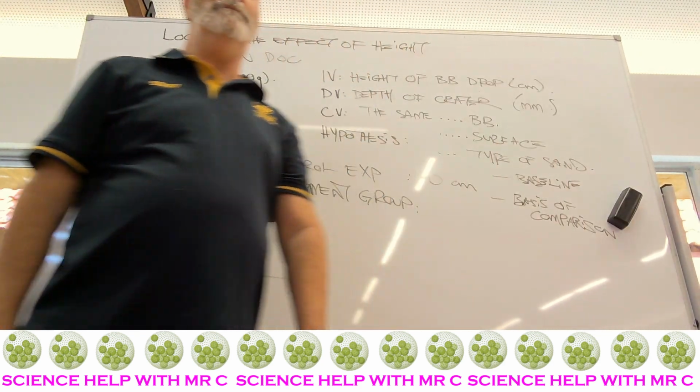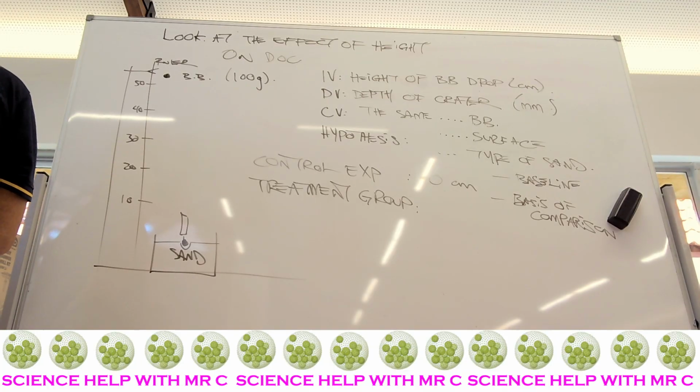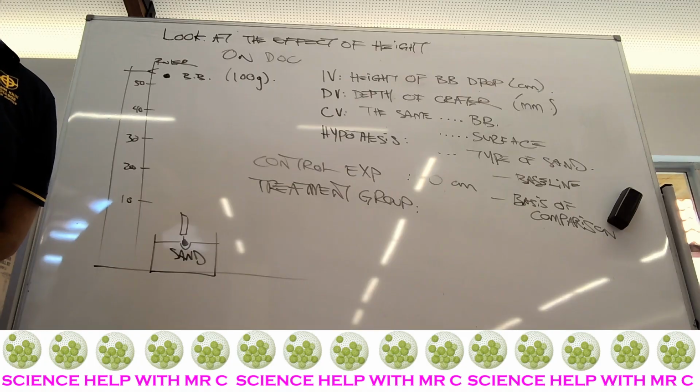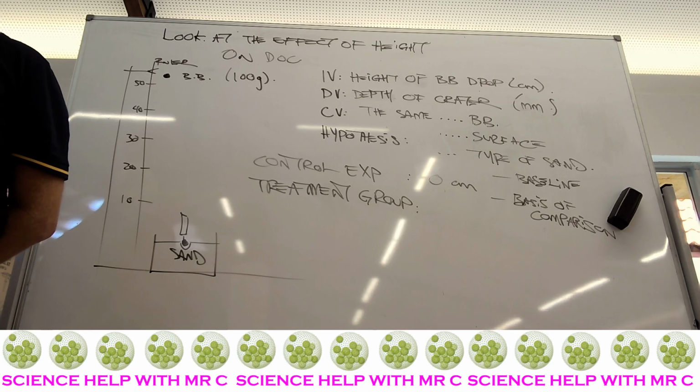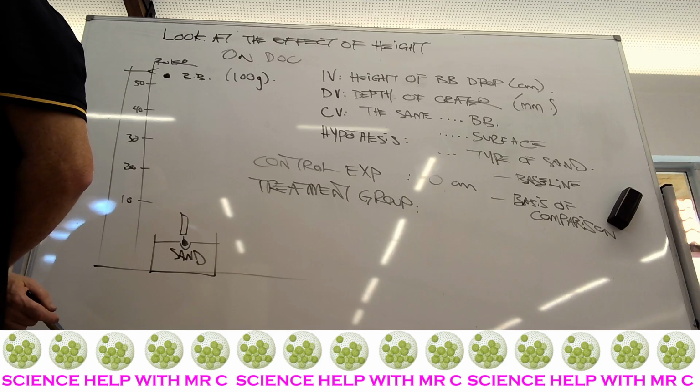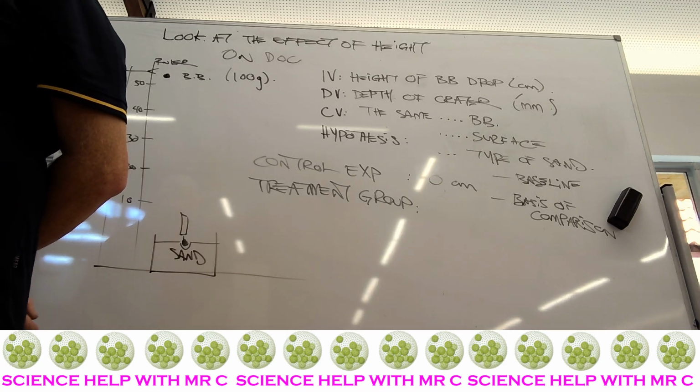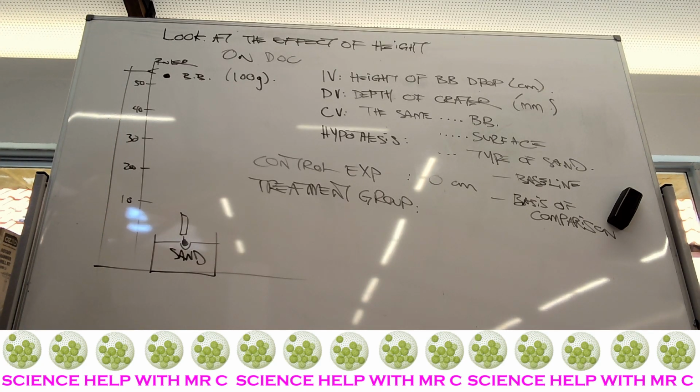Do you include the control experiment when you're putting it in the table? Yes, the very first one should be 0 centimeters. You always have to have the control experiment first. And is that on the graph as well? Yes. Will it make a little tiny indentation in the sand because of its weight? Will you be able to measure it?